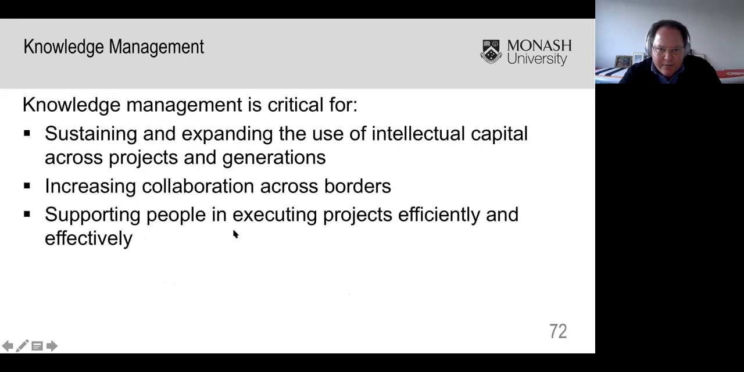And knowledge management is critical for sustaining and expanding the use of intellectual capital across projects and generations as well. So increasing collaboration across borders, supporting people in executing projects effectively and efficiently.